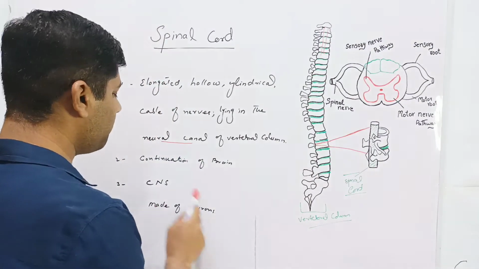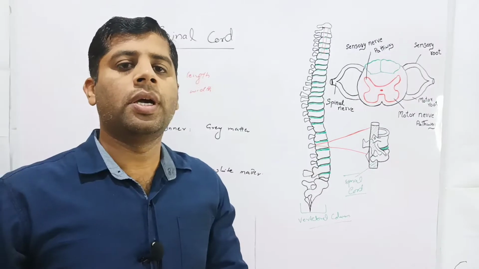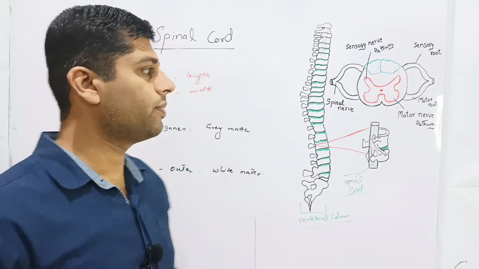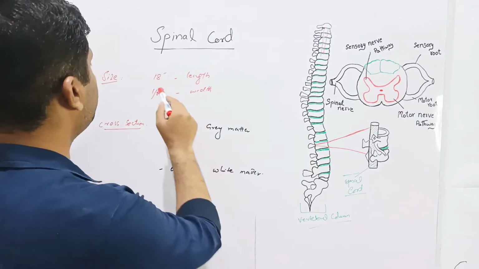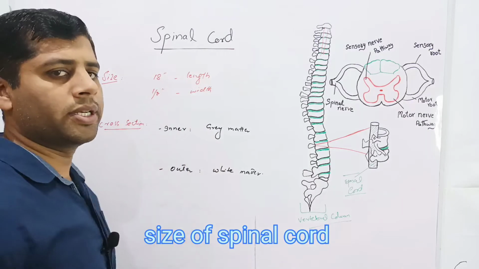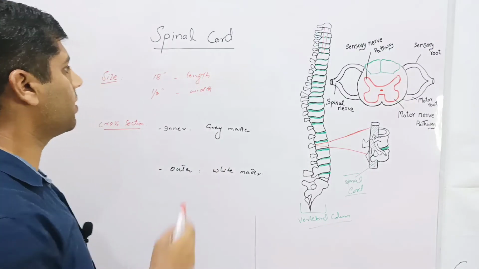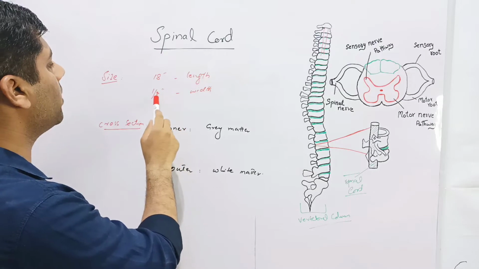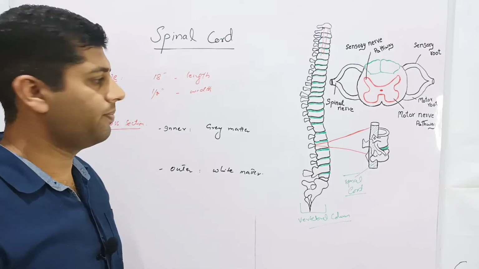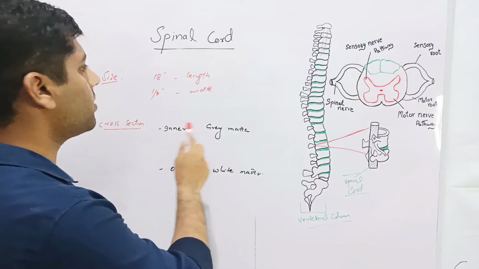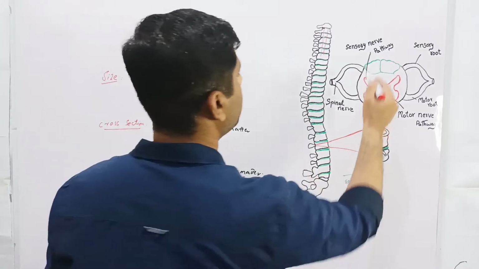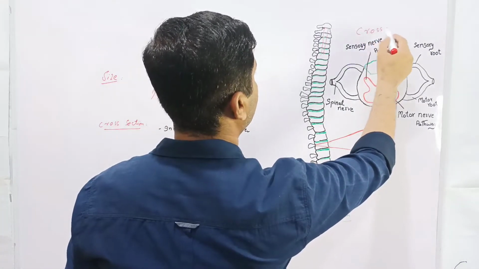The spinal cord is made up of neurons. As the spinal cord is elongated, its length is 18 inches. In an average adult man, the length of the spinal cord is 18 inches, while it is half an inch wide. The cross section of the spinal cord reveals the following.